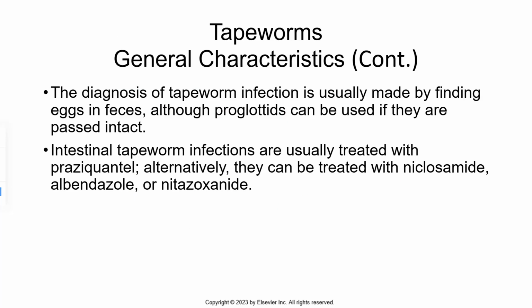The diagnosis of tapeworm infection is usually made by finding eggs in feces, although proglottids can be used if they're passed intact. Intestinal tapeworm infections are usually treated with praziquantel. Alternatively, they can be treated with niclosamide, albendazole, or nitazoxanide.